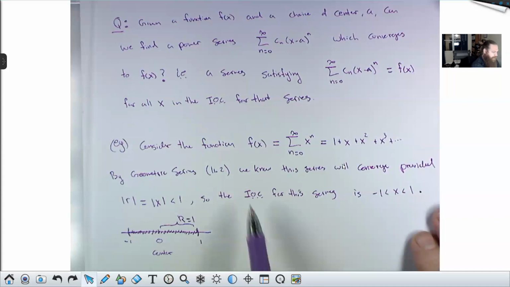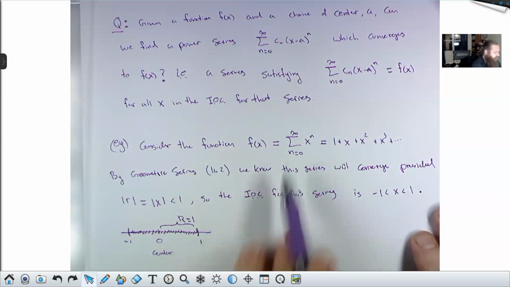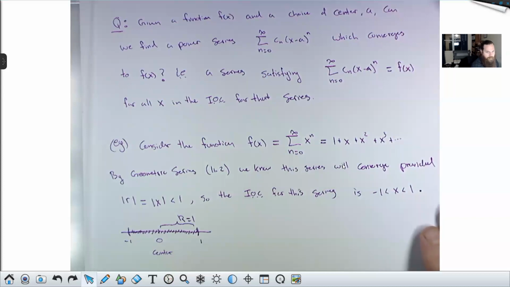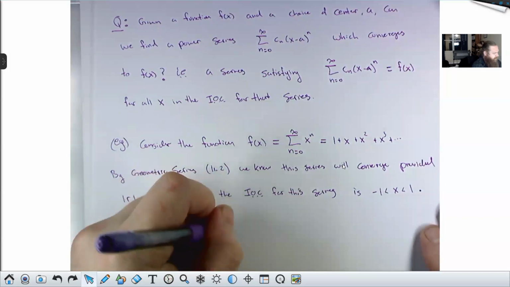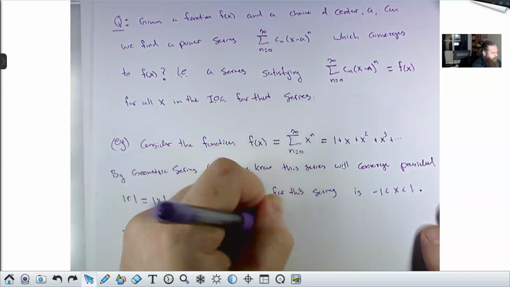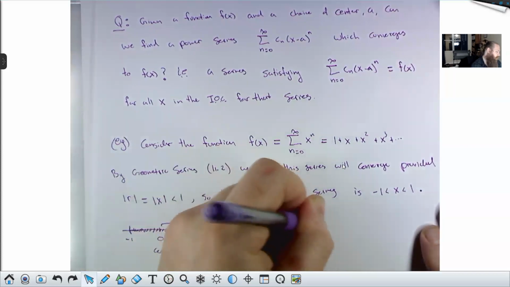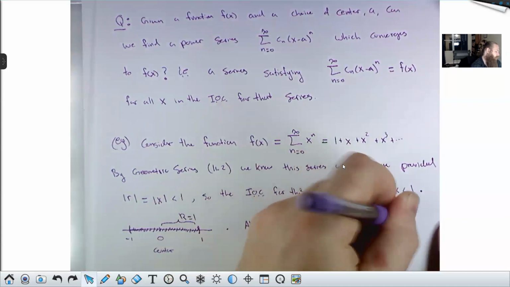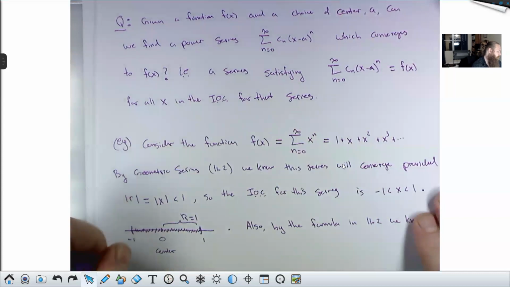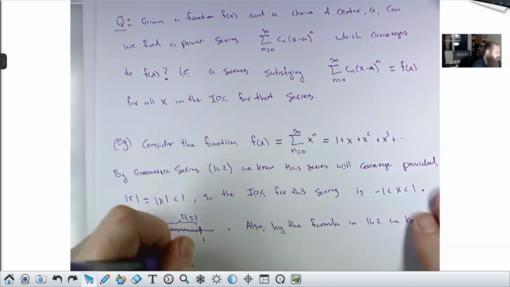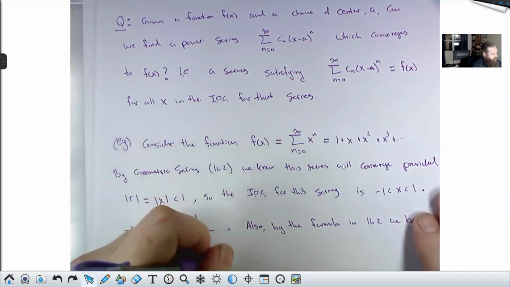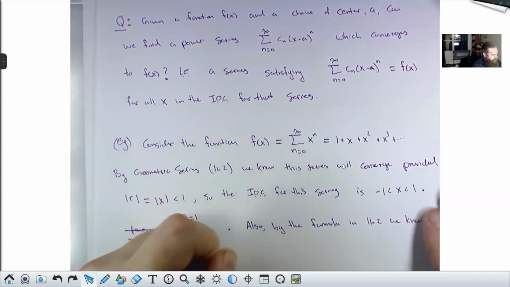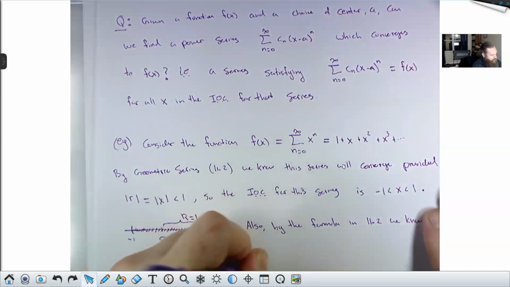All right, so remember, this is just what we mean by an IOC. It's the set of all x's such that when you plug those x's in, the series is a convergent series. But more than this, we know what this series sums to. Also, by the formula in 11.2, we know the sum of this series. The sum of sigma n from 0 to infinity of x to the n is 1 over 1 minus x.